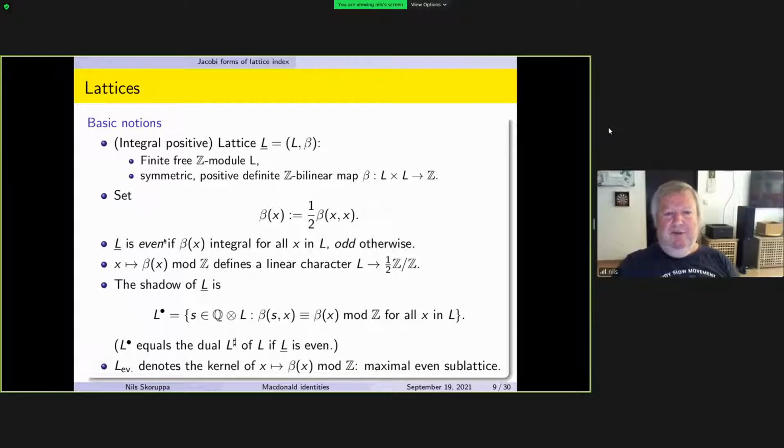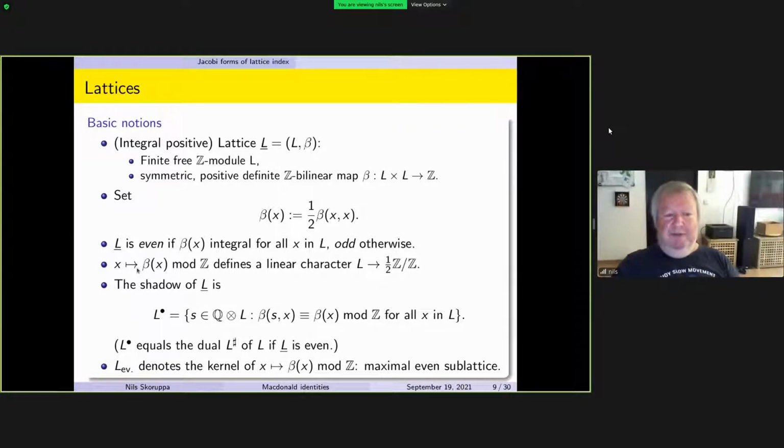So we call it an even lattice if beta(x, x) is in 2Z, that means if beta(x) is integral, and otherwise we call the lattice odd, so then beta(x) takes values in 1/2 Z, and really in 1/2 Z.